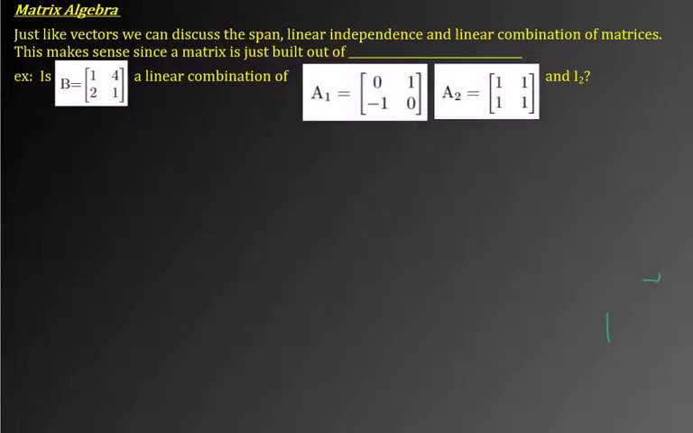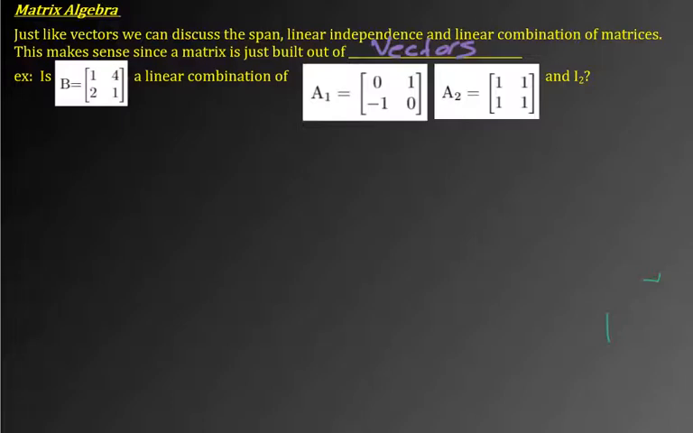All right, the main thing I want to talk about today is what we call matrix algebra. We're going to revisit a lot of the stuff we did with vectors, like span, linear independence, and linear combinations, but it turns out you can do all this with just matrices. It shouldn't be that surprising, because a matrix is really just built out of vectors, so what applies to vectors should apply to a matrix.